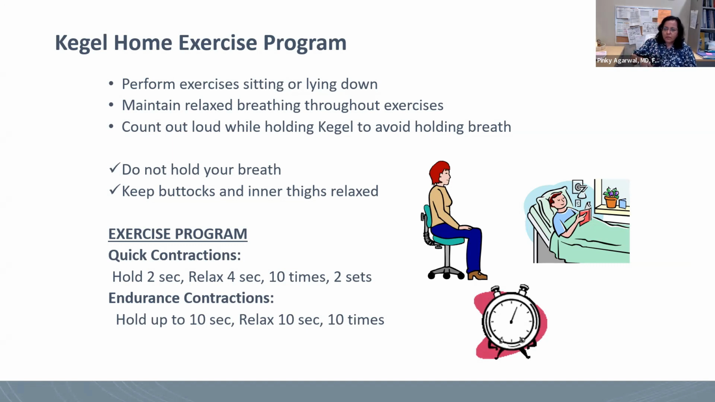It's important to perform both quick contractions and endurance contractions to work both the fast twitch and the slow twitch fibers that make up the pelvic floor muscles. For quick contractions, hold for 2 seconds, relax for 4 seconds, and repeat 10 times. Perform 2 sets of 10 contractions. For the endurance contractions, your goal is to hold up to 10 seconds, relaxing for 10 seconds, and repeating 10 times.